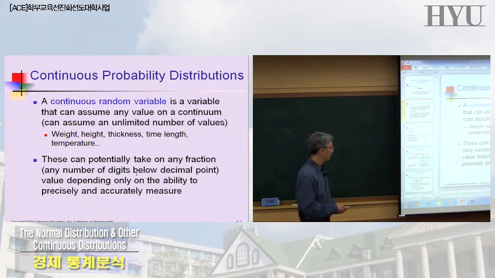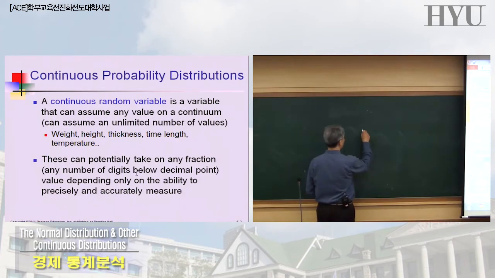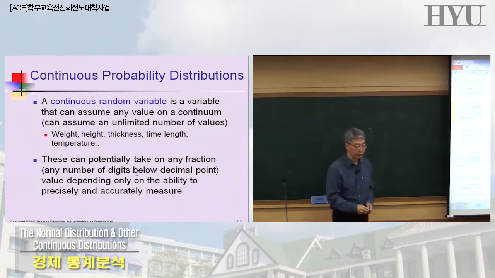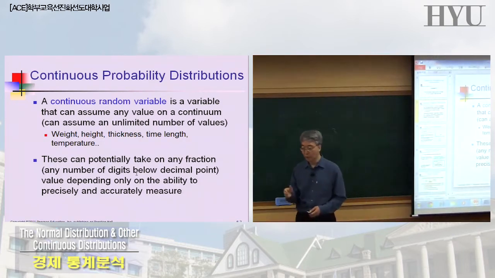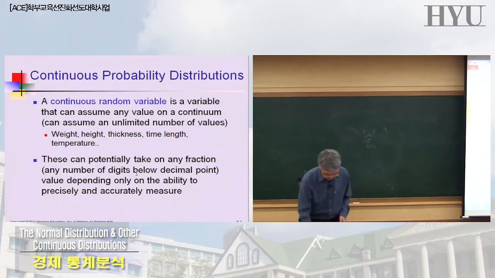This is what I mean. These can potentially take on any fractional value, depending only on the ability to precisely and accurately measure. So there is no limit. Not only 1, 2, 3. You can go 1.5, or if you want, you can go 1.56, and so on. There is no limit on how many digits you can go. There is no discontinuation. It's all continuous.